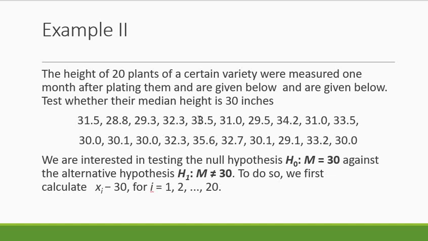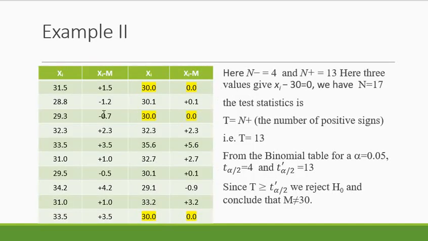It is a two-sided test. As in the earlier case, we take the differences, that is 31.5 minus 30, which is plus 1.5. Similarly, 28.8 minus 30, which is negative 1.2, and it is calculated here. See that these three values are 30, so 30 minus 30 is 0.